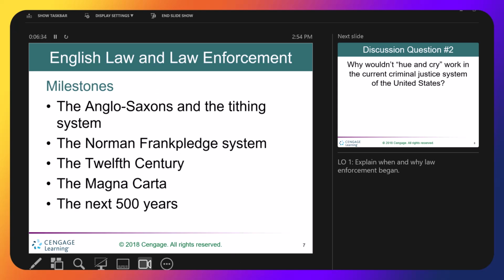So when we look at the milestones, we look at the Anglo-Saxons and the tithing system that they put into place. Basically, they set up little communities and had people in the community who were responsible for dealing with people who did bad things. So in every little village, you had somebody responsible for dealing with the people who did bad things. So in essence, it was the community holding the community accountable.